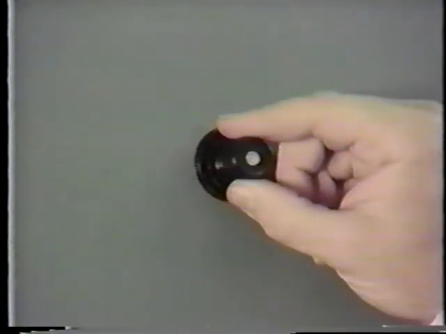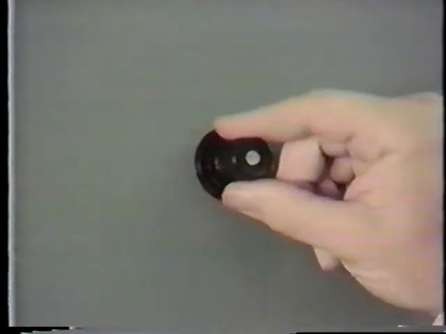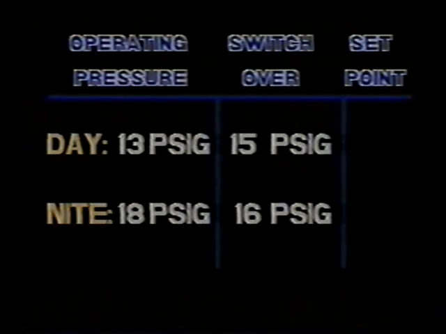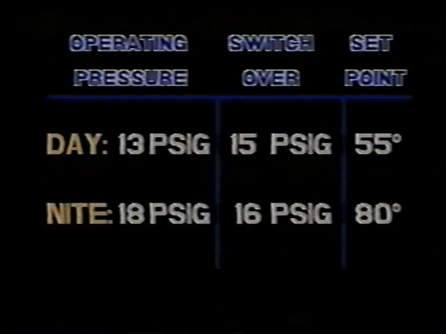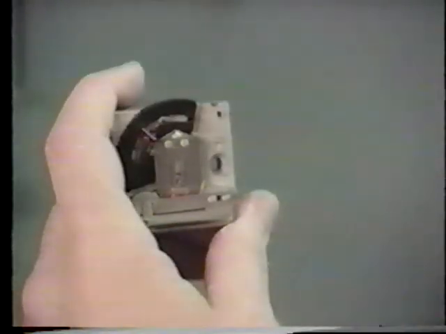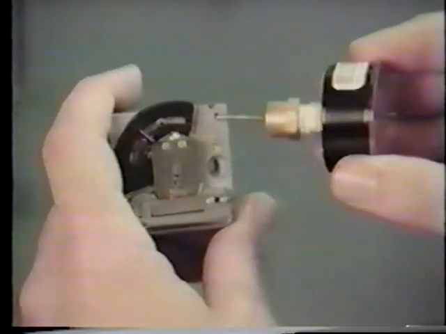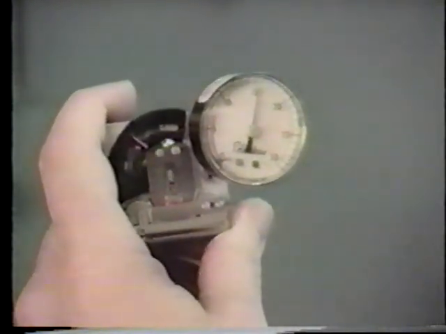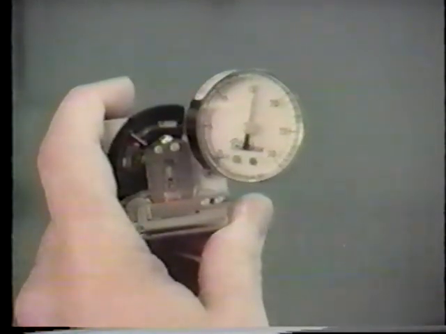First, set the main air supply of the thermostat to the desired switchover point. For example, if the system's operating pressures are 13 psig for day and 18 psig for night, the desired switchover pressure would be between 15 and 16 psig. Position the day set point adjustment to a setting of 55 degrees Fahrenheit and the night set point dial to 80 degrees Fahrenheit. The branch line pressure gauge or branch pressure tap should be reading approximately the main air pressure being fed to the thermostat. If not, recheck the daytime set point calibration.